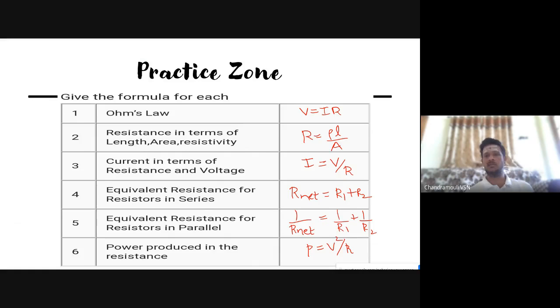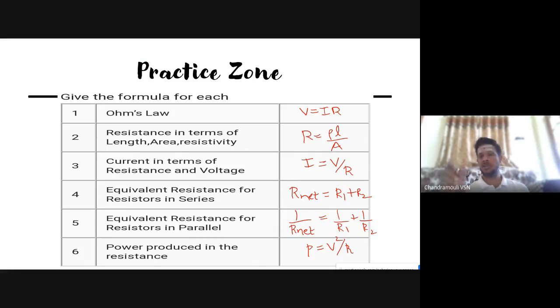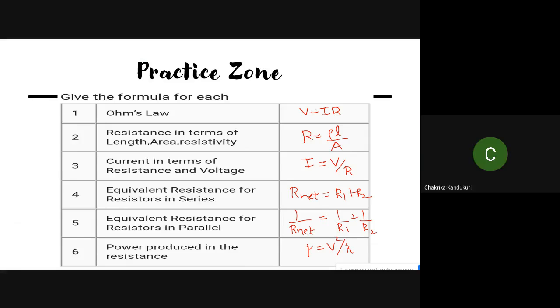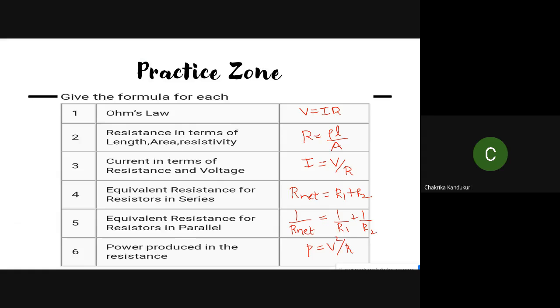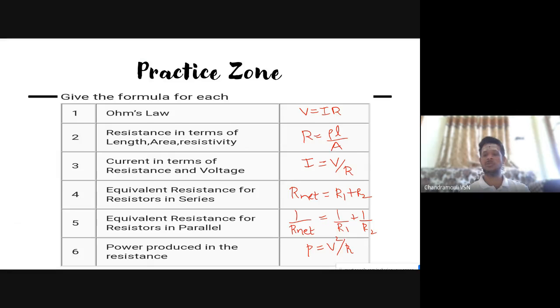Only formulas. Read only the right side formulas. V is equal to IR. R is equal to rho L by A. I is equal to V by R. R net is equal to R1 plus R2. 1 by R net is equal to 1 by R1 plus 1 by R2. P is equal to V squared by R. Very good. So these are the formulas we learned in electric current.